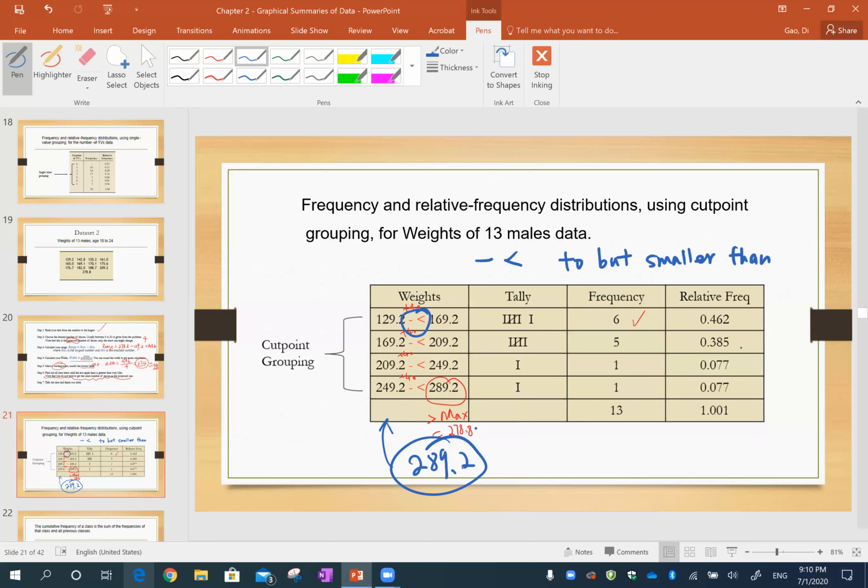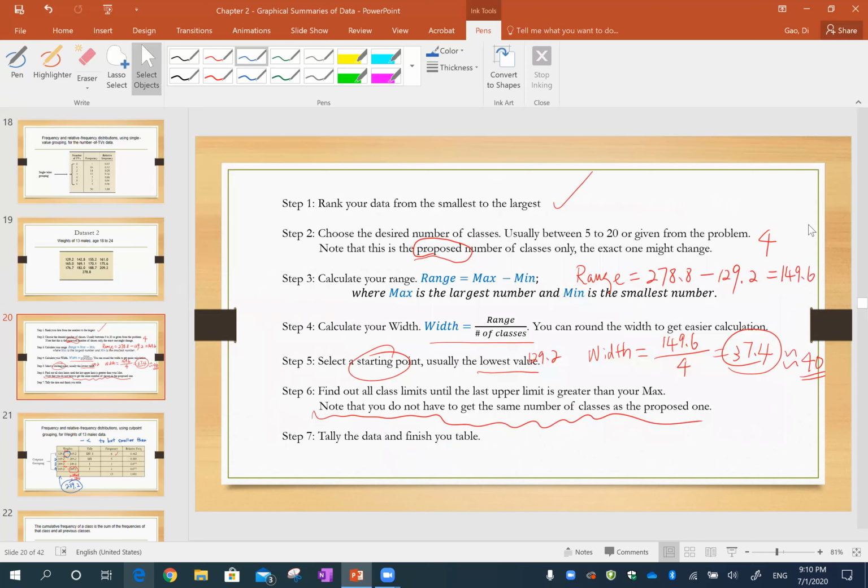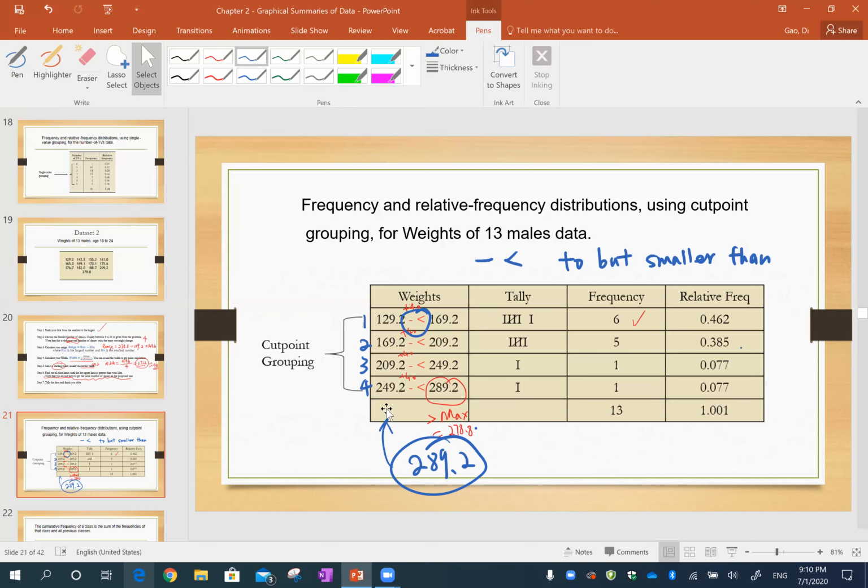And then finally, you can check how many classes you have. You have 1, 2, 3, 4. You have a total of 4 classes. So now let's go back to the steps. At the beginning, you proposed to have 4 classes, and now at the end, you happen to have the same 4 classes. The result might not be exactly 4. For some future practice problems, you may see 5 or 3. It's all possible, but it is going to be very close to the number of classes you proposed.